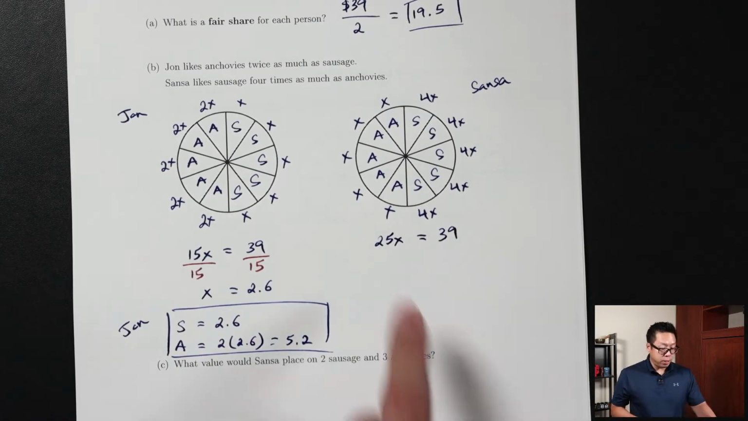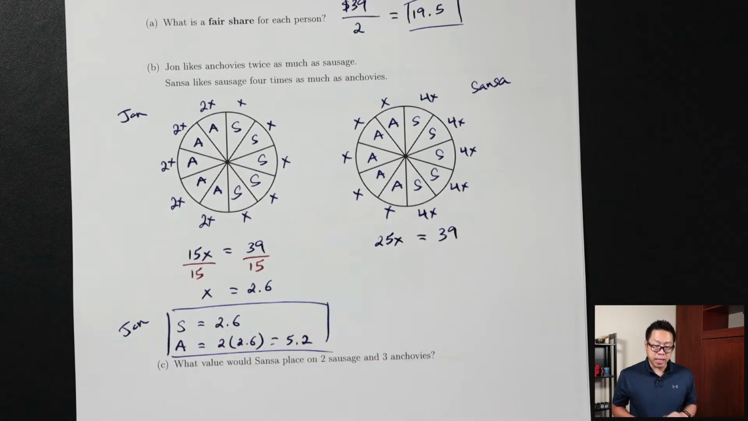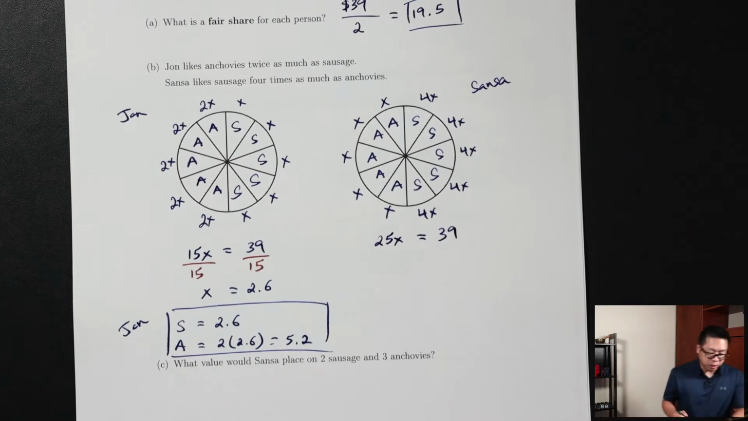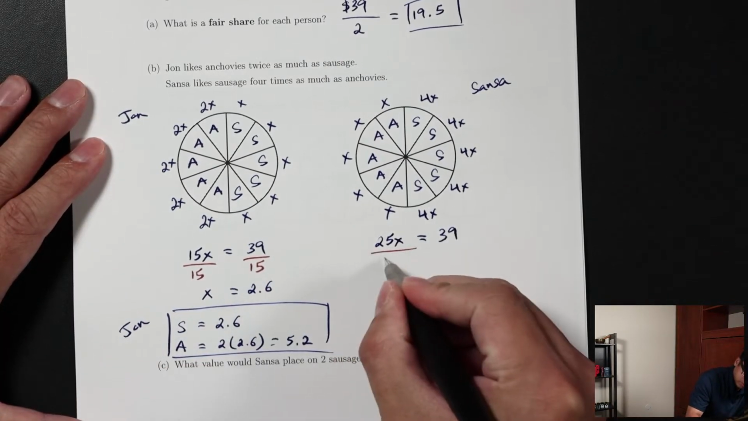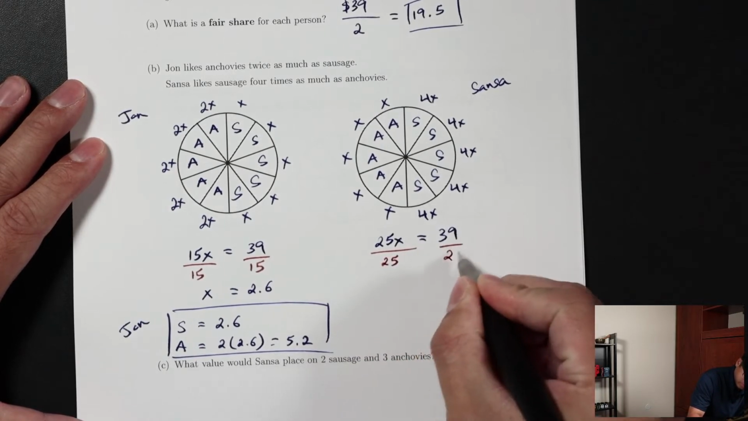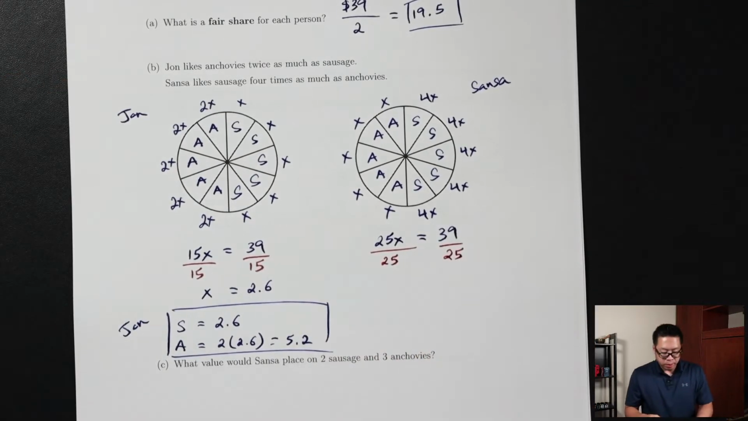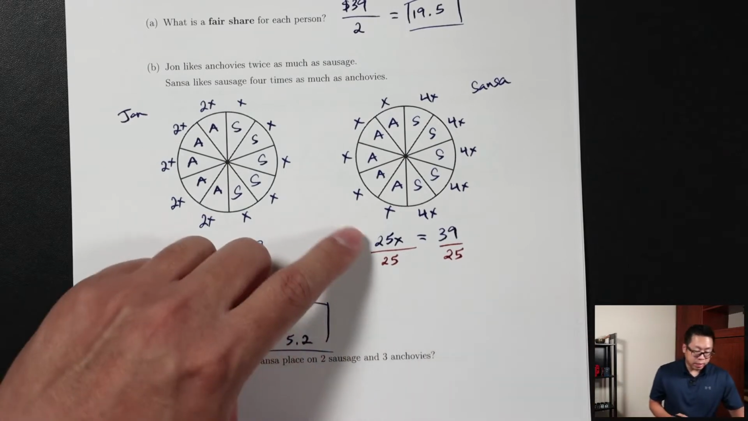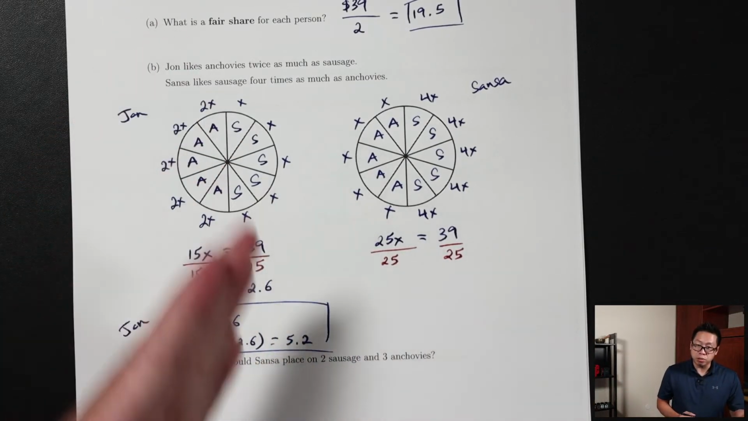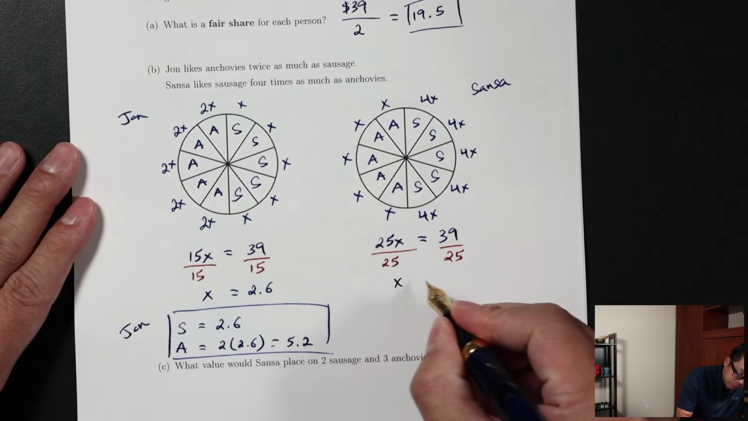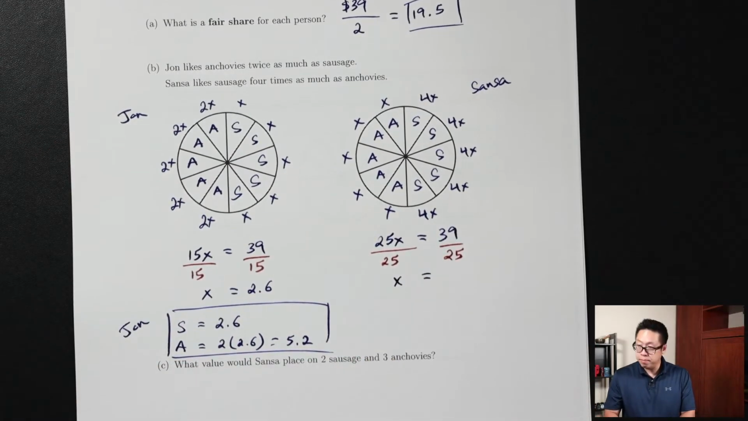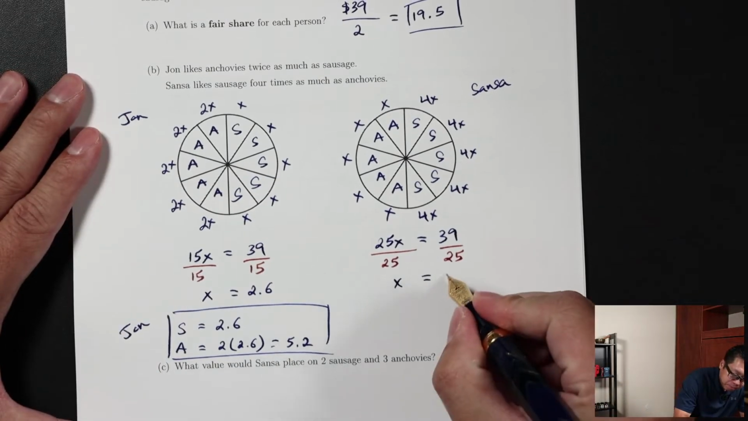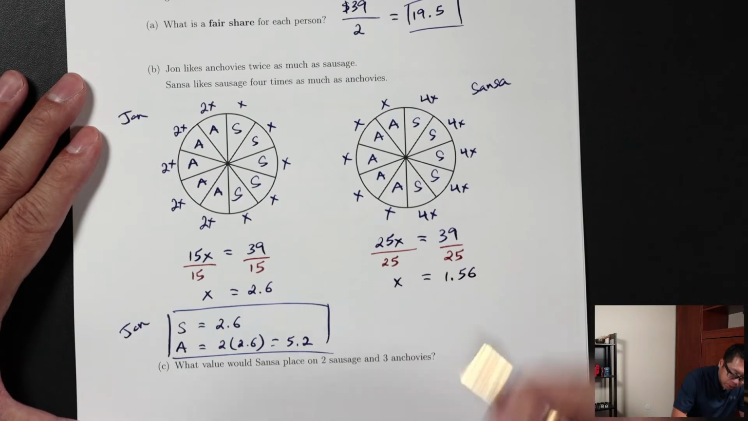Do a little bit of algebra. Get rid of the 25 to get the x by itself. So to get rid of the 25, we're going to divide both sides by 25. Left side, 25 divided by 25. Those will cancel out, leaving just a regular x. On the right side, 39 divided by 25. 1.56.